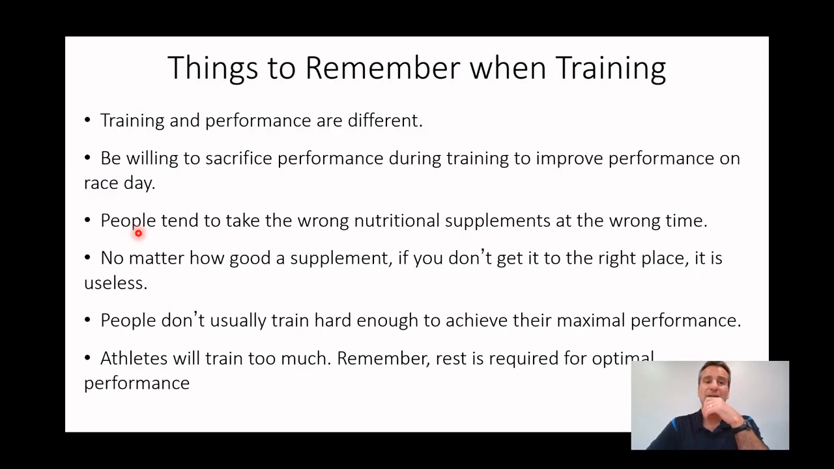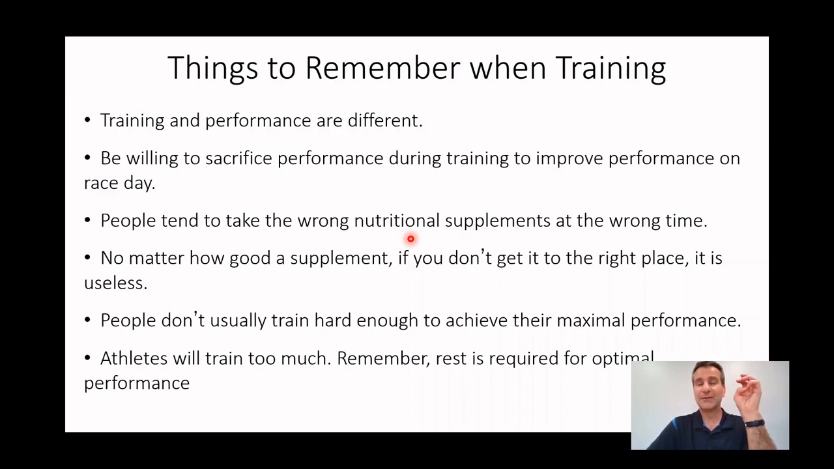The third thing here is people tend to take the wrong nutritional supplements at the wrong time. A lot of people think, oh, this is the world's greatest supplement, and then they take a training supplement that's designed to improve their strength right before or right around their endurance training. Or, I'm going to take a whey protein supplement at 1 o'clock in the afternoon, an hour after I ate lunch. Not right. Getting these things right is going to be an important component.